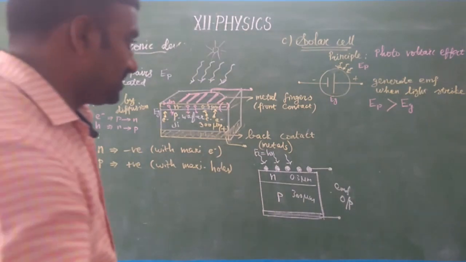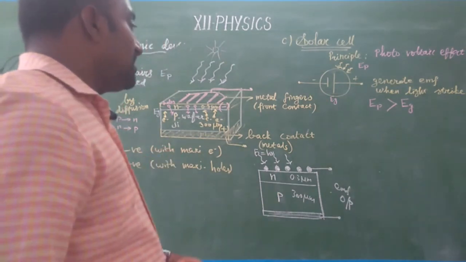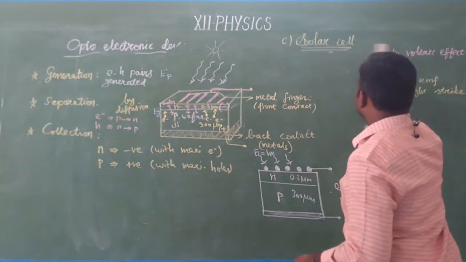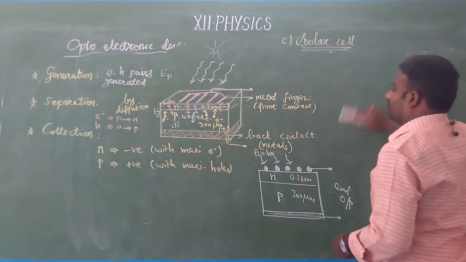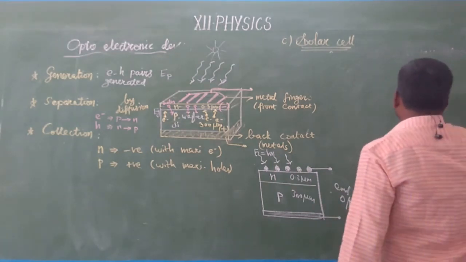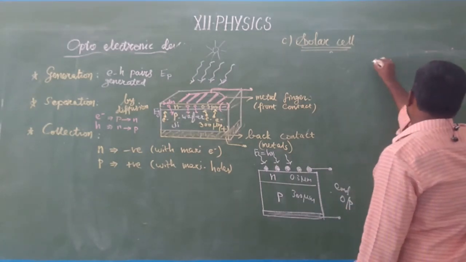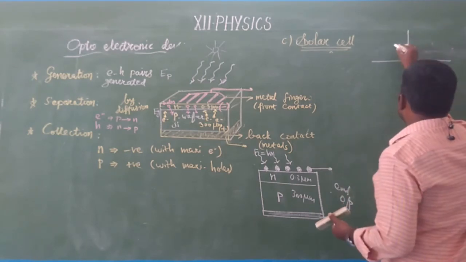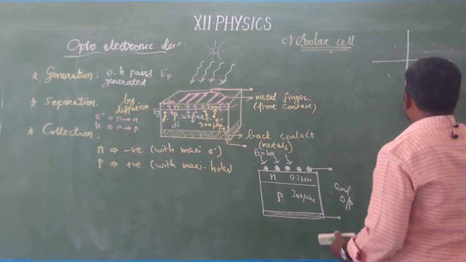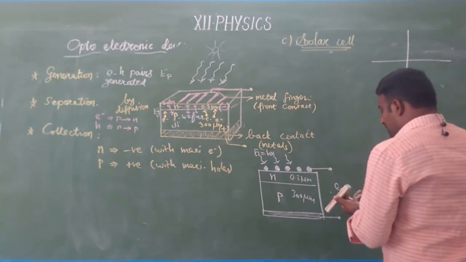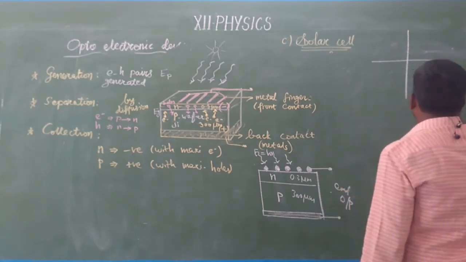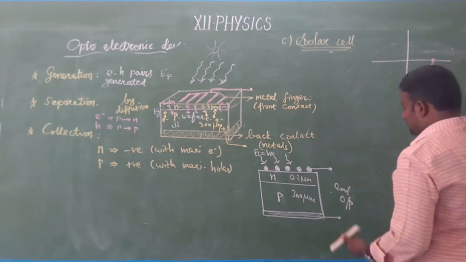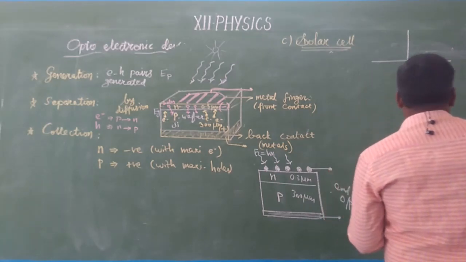And mostly it is operated in the fourth quadrant. So how does the graph look? In the solar cell panel, it is operated in the fourth quadrant. So 1, 2, 3, 4, fourth quadrant. In the fourth quadrant only, the solar cell output is the EMF output. So this is the IV characteristics curve of the solar cell.